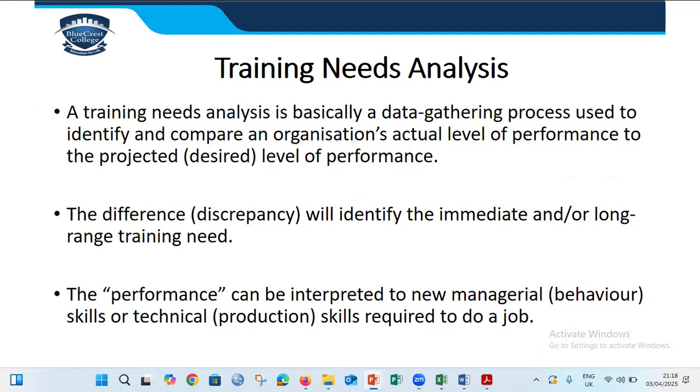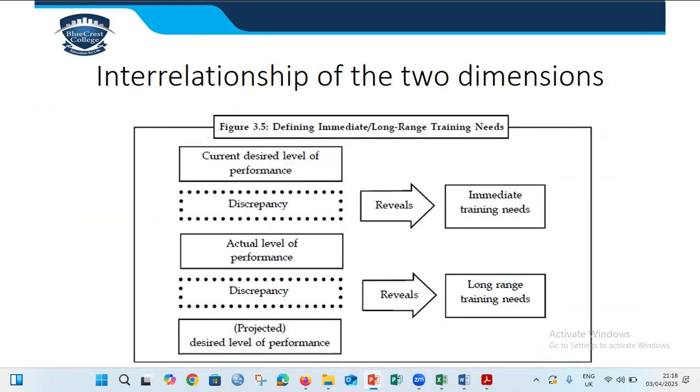And the performance can be interpreted to new managerial behavior or technical skills that are required to do a particular job, right? So if you look at the relationship between the two dimensions, you realize that for all of them, there's a discrepancy. If the training is an immediate training need, then there's a discrepancy between the current desired level of performance and the actual level of performance. Okay, so that discrepancy is the immediate training needs, right?